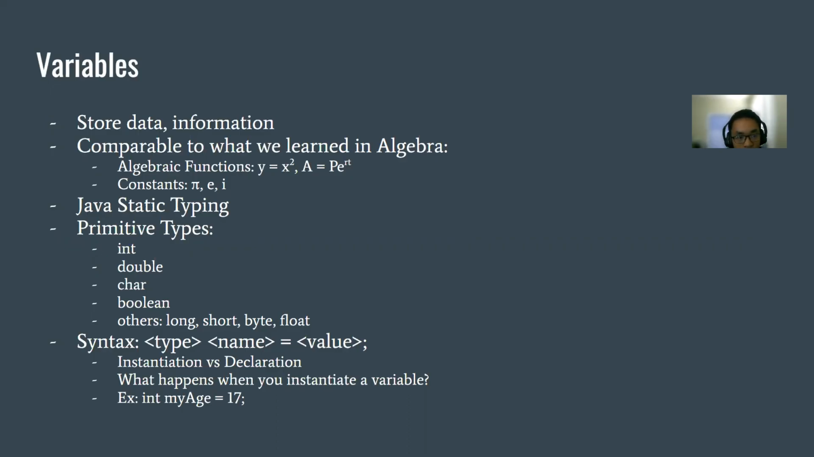Or you might do something like A equals PRT. If you ever learned about compound interest, that's kind of where the formula comes from. And so you put something into your P, you put something into R and T, and you get an A.